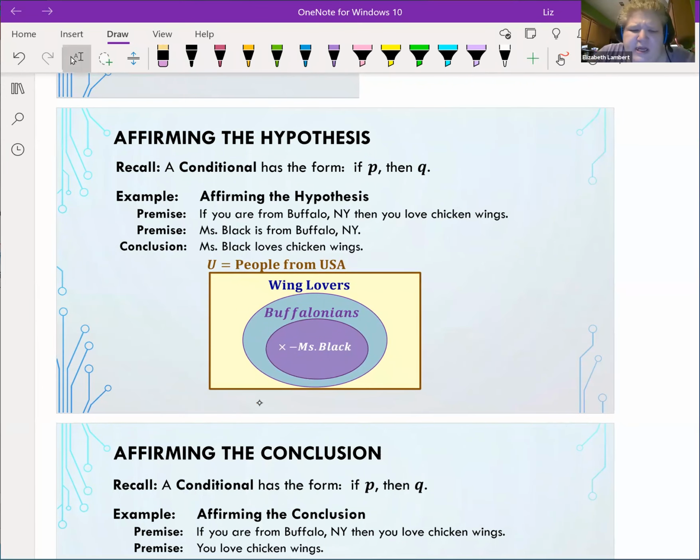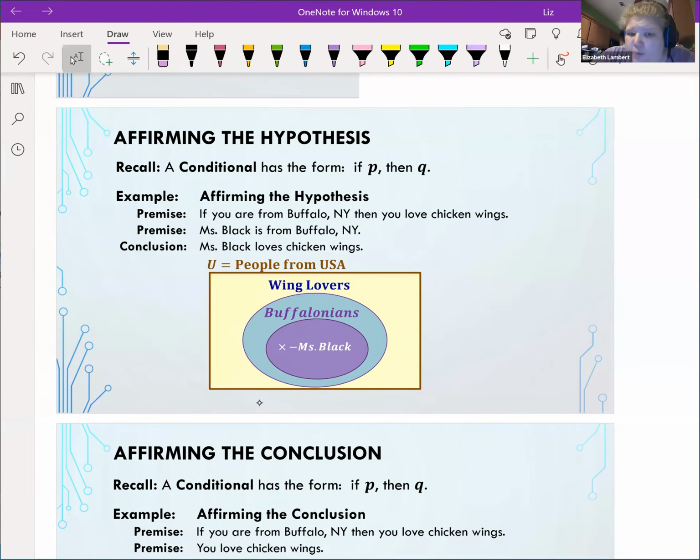So, affirming the hypothesis. This is the structure of the argument I was just talking about. If we assume our premises are true: if you are from Buffalo, New York, then you love chicken wings. Premise: Ms. Black is from Buffalo, New York. Conclusion: Ms. Black loves chicken wings.